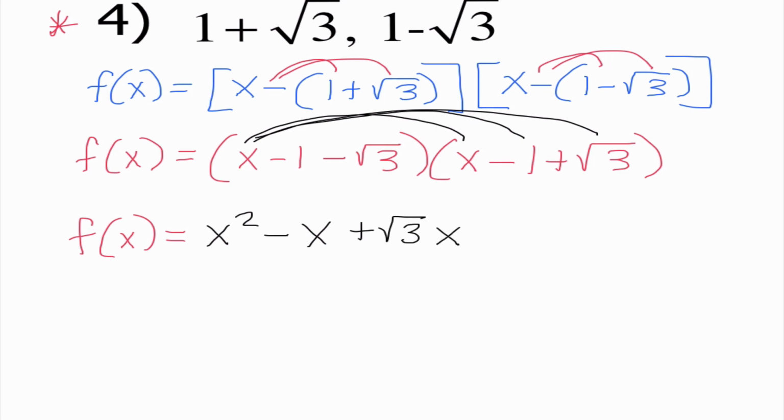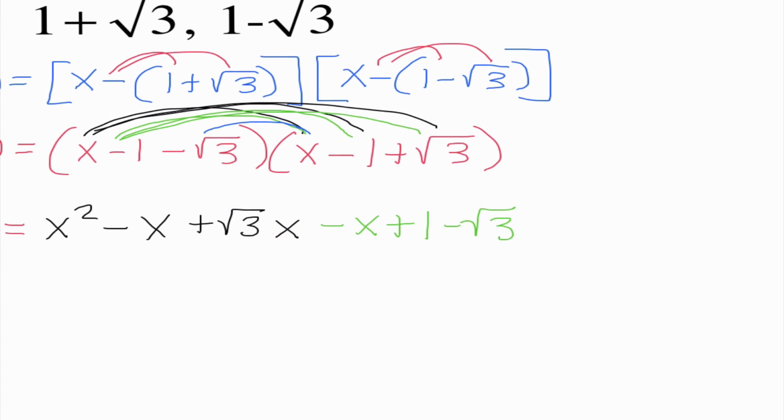So now we're moving on to this negative 1. Negative 1 times x is negative x. Negative 1 times negative 1 is positive 1. Negative 1 times radical 3 is negative radical 3. Last but not least, negative radical 3 times x is negative radical 3x. Negative radical 3 times 1 is positive radical 3, and negative radical 3 times positive radical 3 is minus 3.